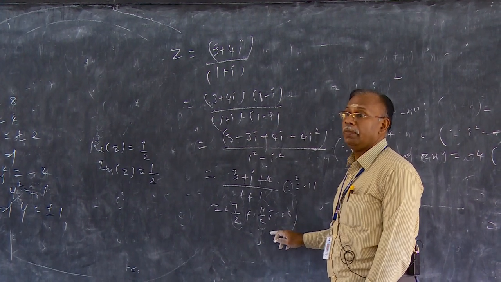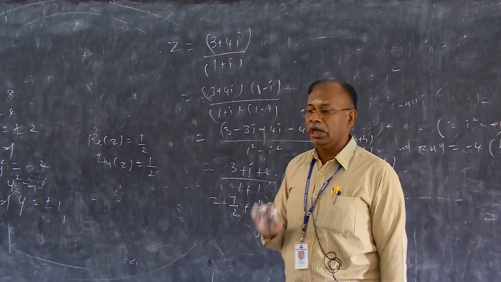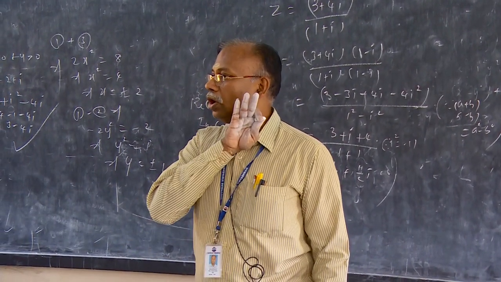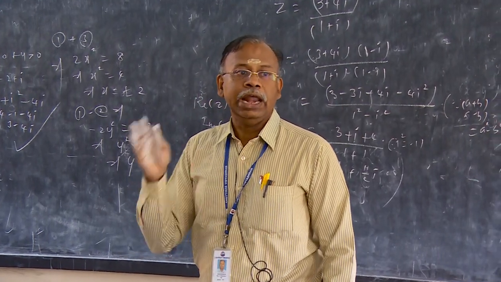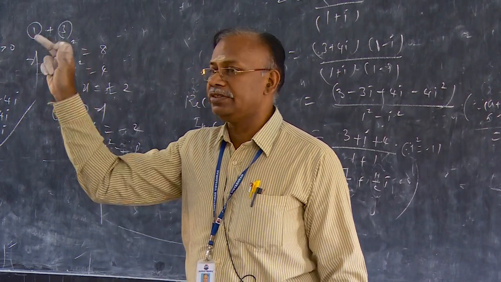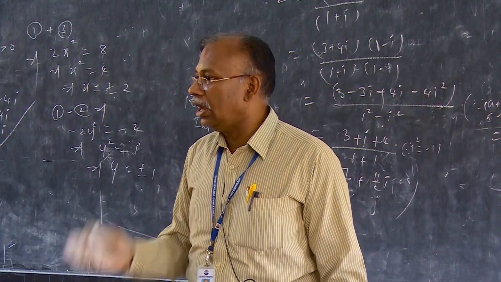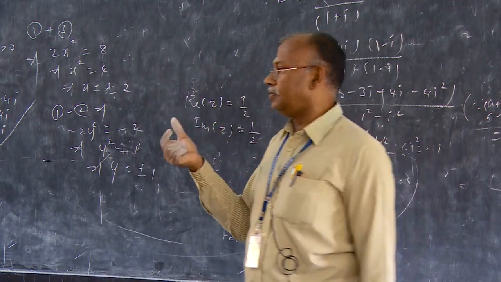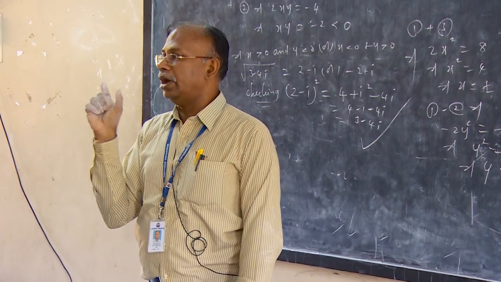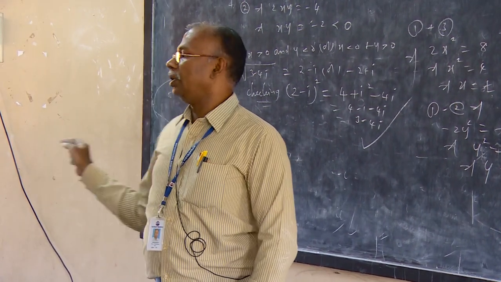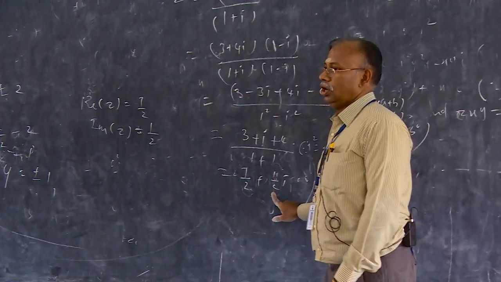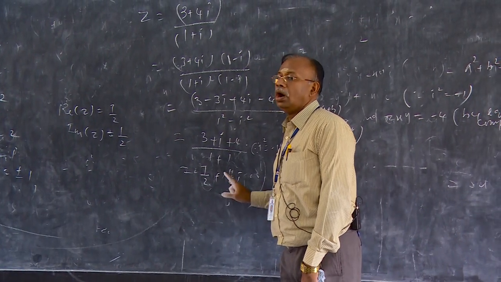If anybody writes 1 by 2 i, he or she doesn't have a clear idea of the imaginary part. The imaginary part is also a real number. It's not a complex number. If I include i along with that, it's called a complex number. The imaginary part is simply y in the case of x plus iy. y is the real number. Just because we use the word imaginary part doesn't mean that it is imaginary. It's a real number. So I have to write it only as half, not half i.